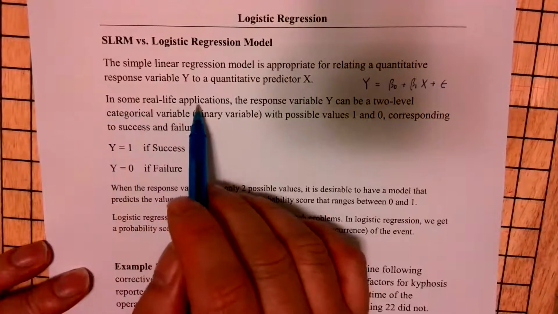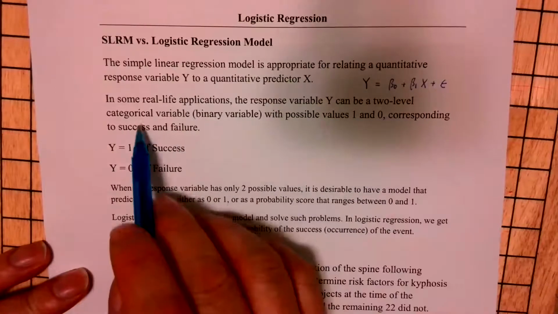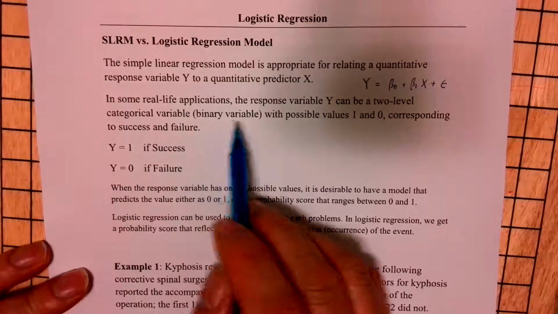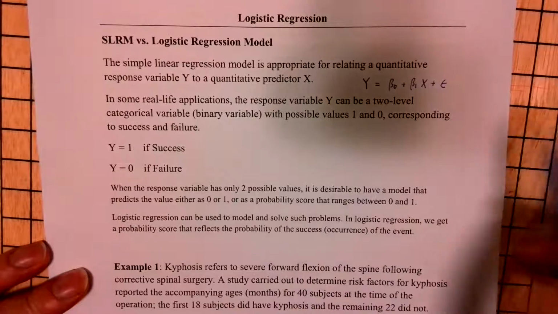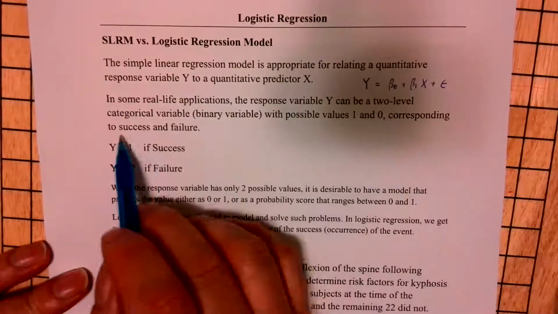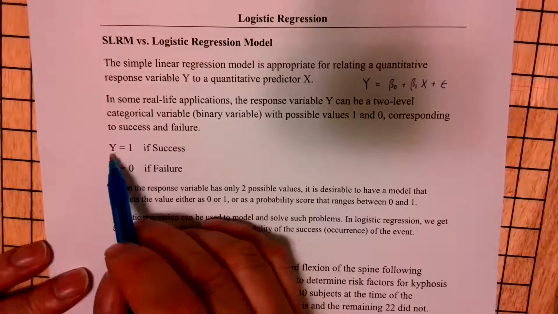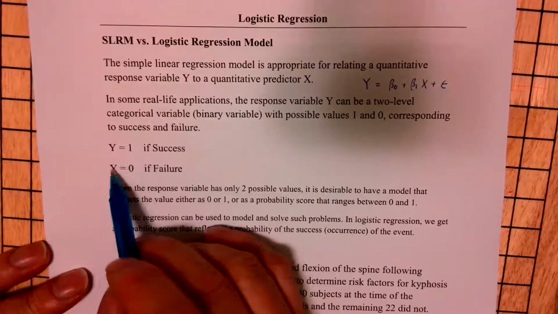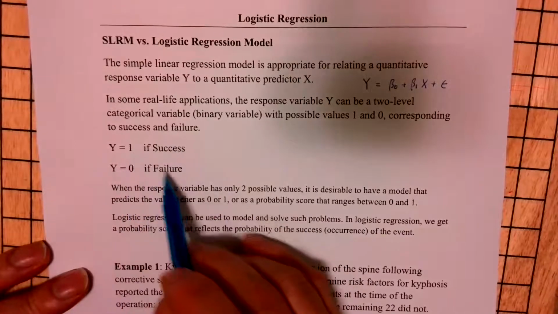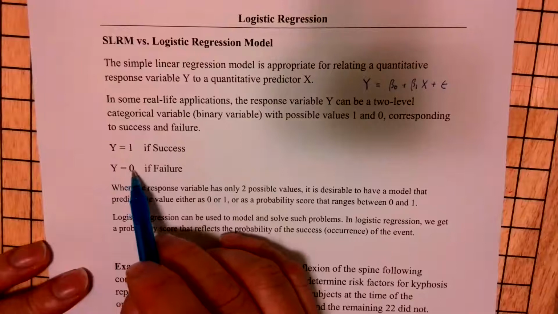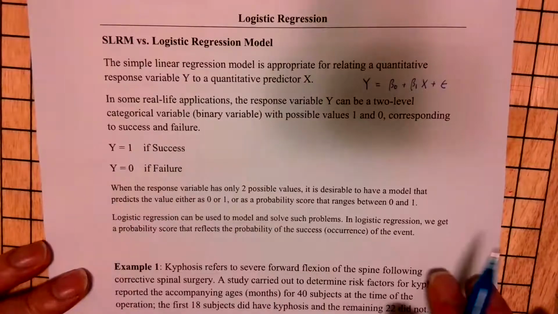In some real-life applications, however, the response variable can be a two-level categorical variable, which we call a binary variable, with possible value 1 or 0. Or we call this Bernoulli, right? Corresponding to success and failure. If success, we call it y equal to 1, but if failure, we call y equal to 0. Y equal to 1 means you see one success. Y equal to 0 means you see failure, 0 success, okay? So that's 1 and 0.